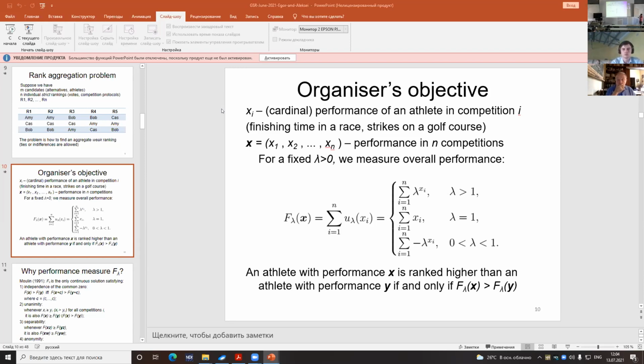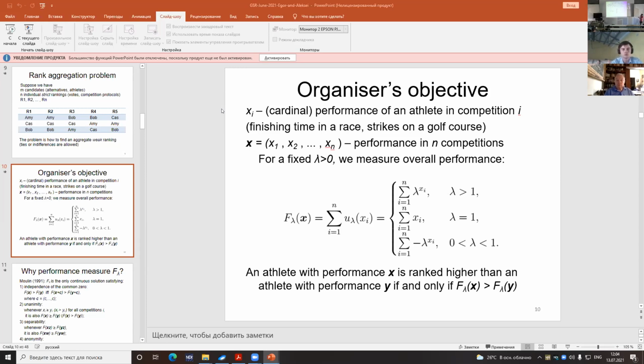And here is a formula of how the organizer can evaluate the aggregate performance of a competitor in a full season. So what we have as an input. F lambda is our objective function, the goal of the organizer. X bold is a vector of cardinal performances. So X bold is a vector of x1, cardinal performance in competition 1, x2, cardinal performance in competition 2, and so on. xn is the cardinal performance in competition n.